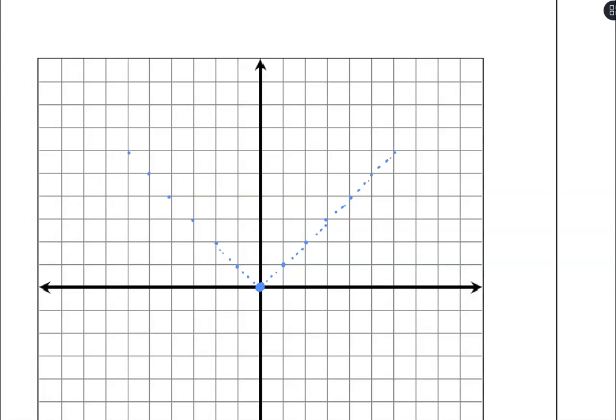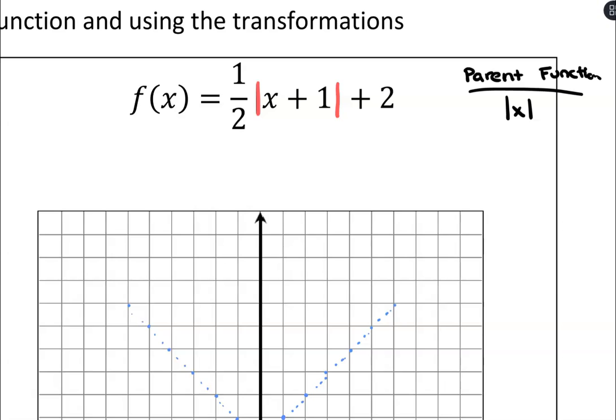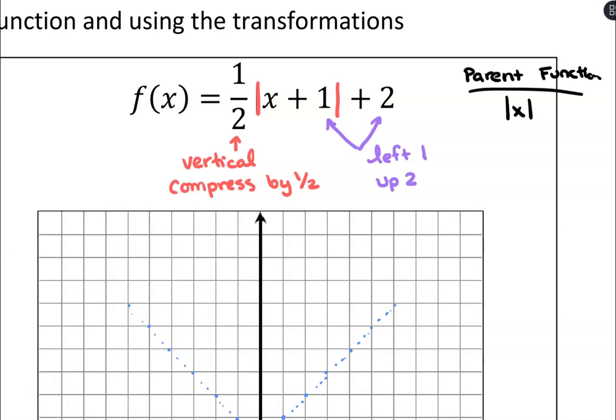From there, let's go ahead and take a look at our transformations that we need to carry out. Okay, so the 1/2 is going to be a vertical compression by half. And then for the shifting, x plus 1 would be left 1. And then the plus 2 would mean up 2.